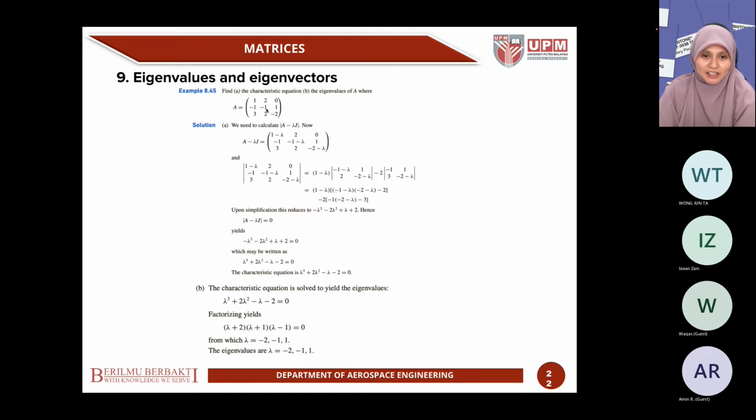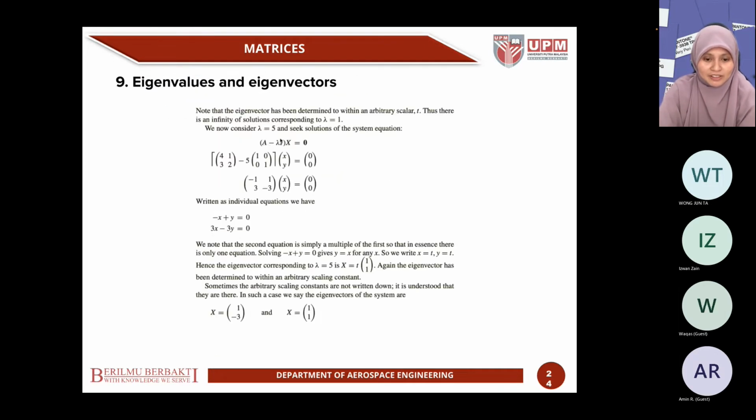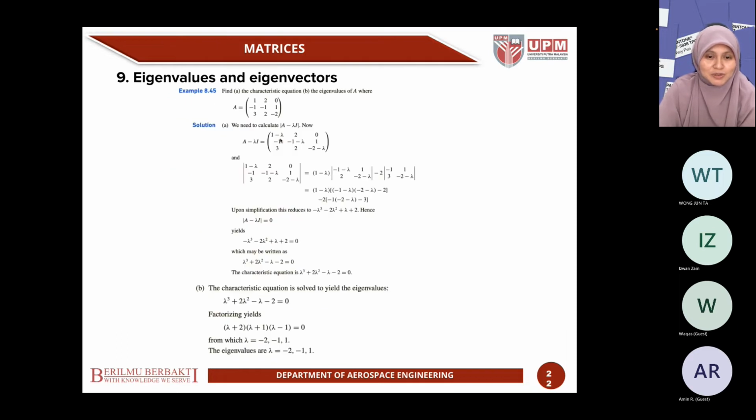So remember this diagonal: you need to add the identity matrix on the diagonal. The rest is 0, the identity matrix. So that's why only this part is minus lambda. Okay, so you calculate the determinant of this A minus lambda I, and so on.